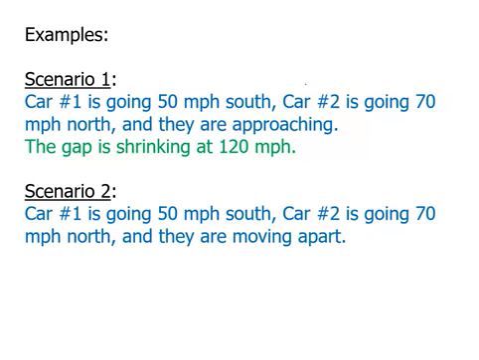Scenario number 2, car 1 is going 50 miles an hour south, and car 2 is going 70 miles an hour north, same as before, but now they are moving apart from each other. So now the gap is expanding. We still add the velocity because they're still moving in opposite directions, but now the gap is growing at 120 miles an hour. And notice again, scenario 1 and scenario number 2 could be part of the same story. If we started in scenario 1, the cars would be getting closer and closer. They would pass each other in opposite lanes, and then later on, they'd be moving further and further apart from each other.